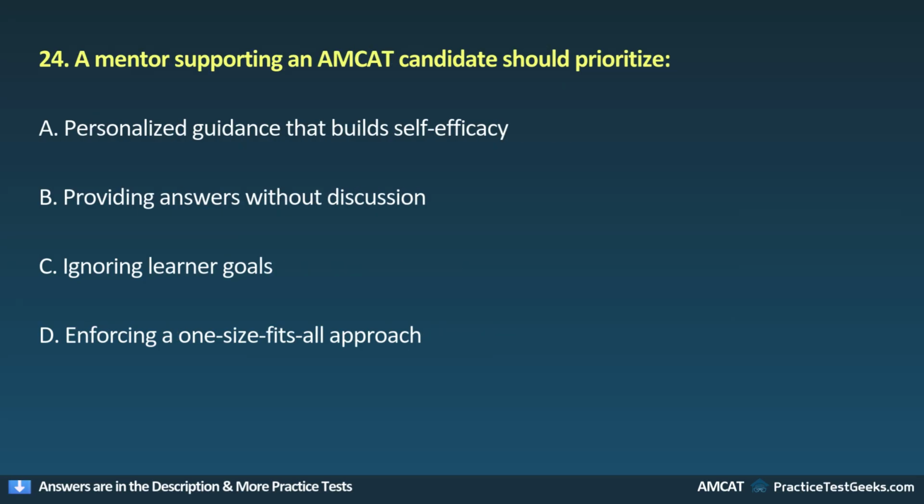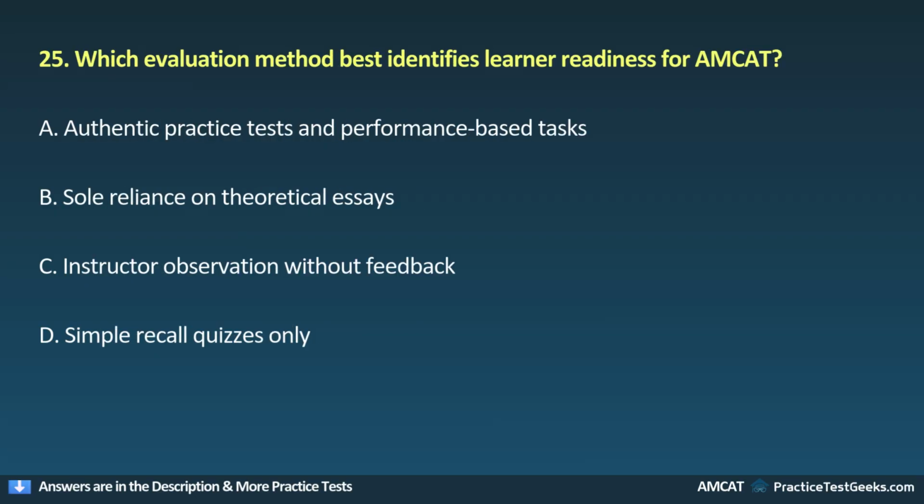24. A mentor supporting an AMCAT candidate should prioritize: A. Personalized guidance that builds self-efficacy. B. Providing answers without discussion. C. Ignoring learner goals. D. Enforcing a one-size-fits-all approach.